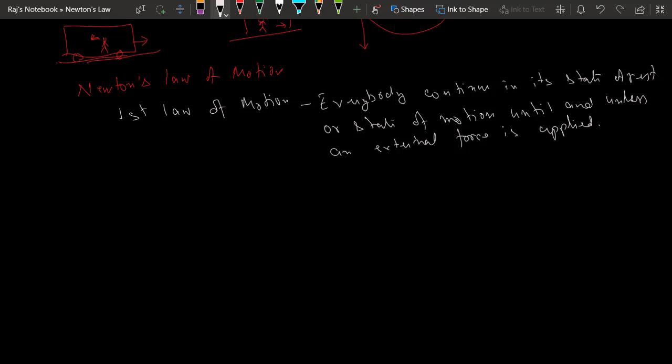So Newton's first law of motion is also known as the law of inertia, and the definition of force is given by Newton's first law of motion.